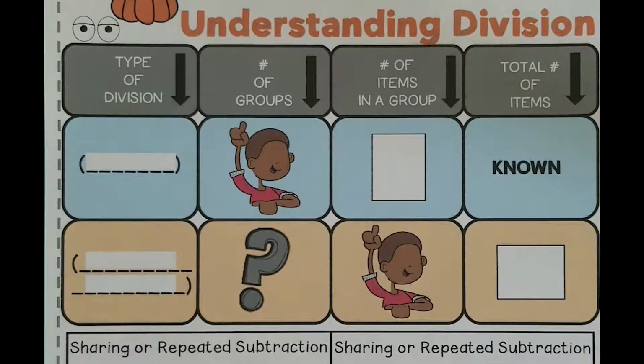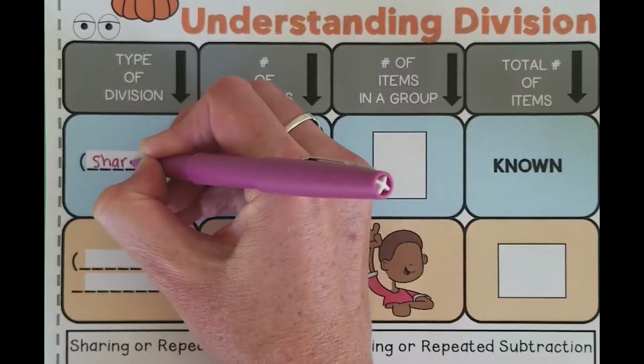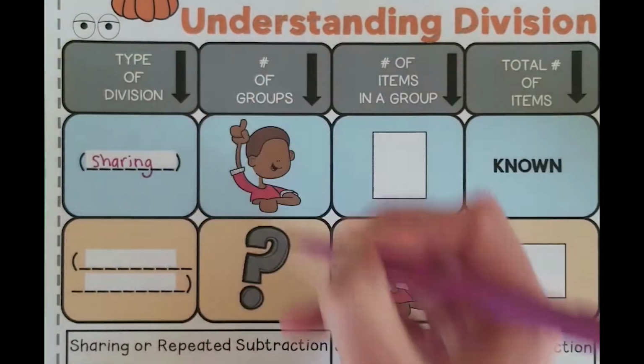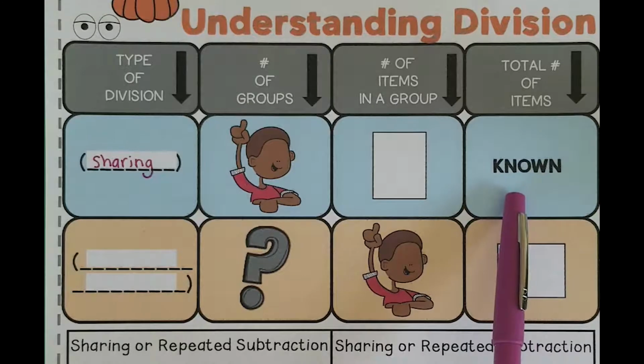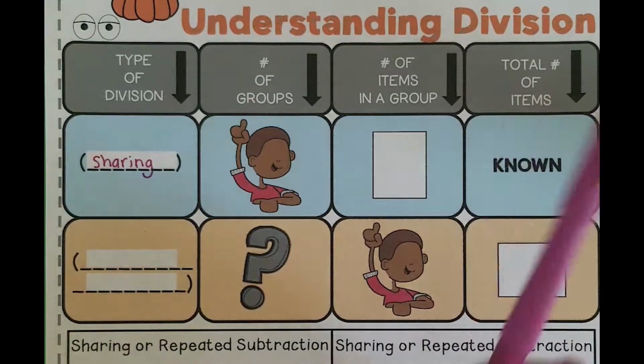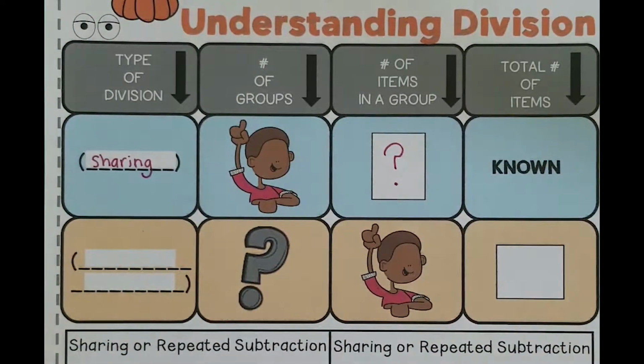There are two types of division. One of them is sharing. With this kind of division, we know the number of groups. We also know the total number of items, but we do not know the number of items in a group.